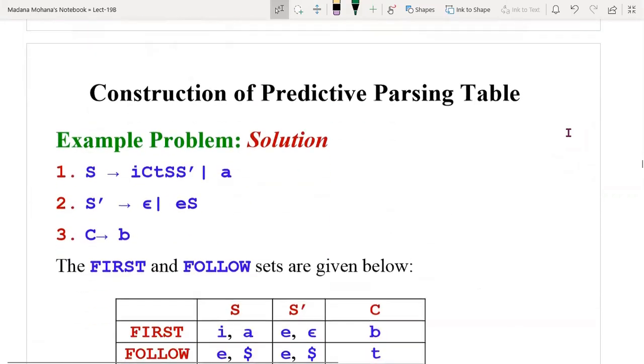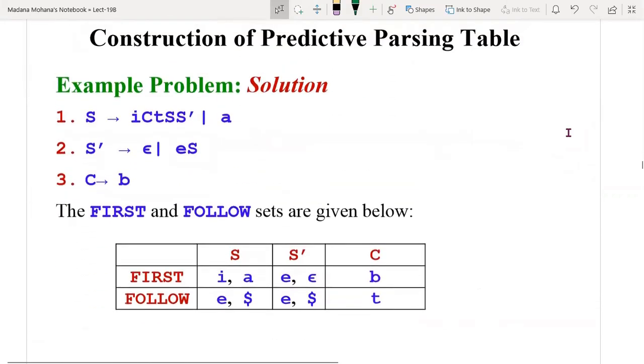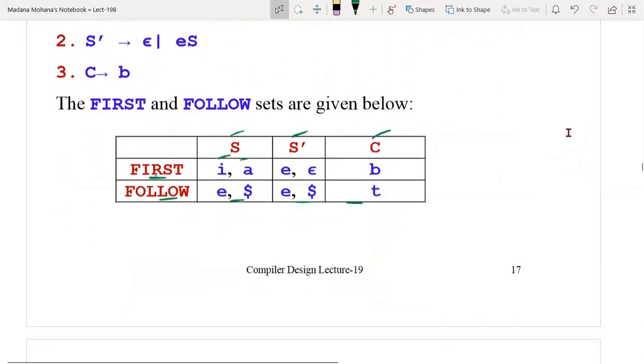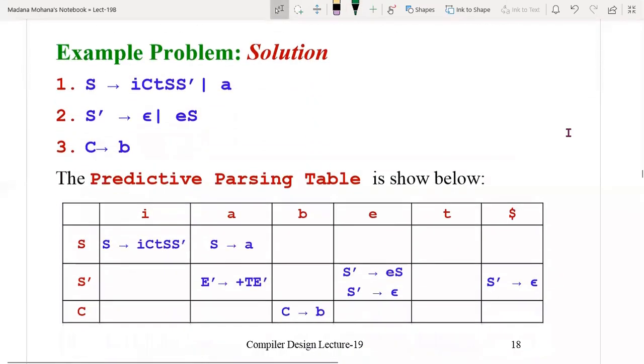Then in step 2, you find the first and follow values. I have directly taken the first and follow values; you can find them as per the rules we discussed. Now S, S dash and C are the variables. The first of all these variables is given, then the follow values are also given. Now the second step is also over. Then the third step, construction of the predictive parsing table. Just now we discussed the process. Now the predictive parsing table is also given here.